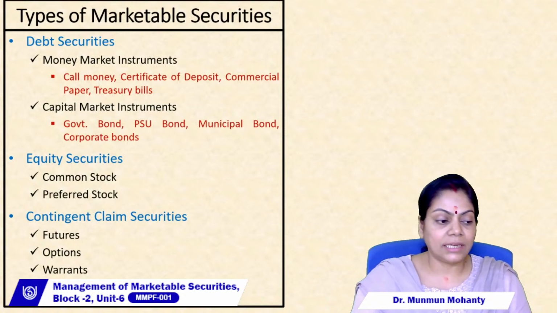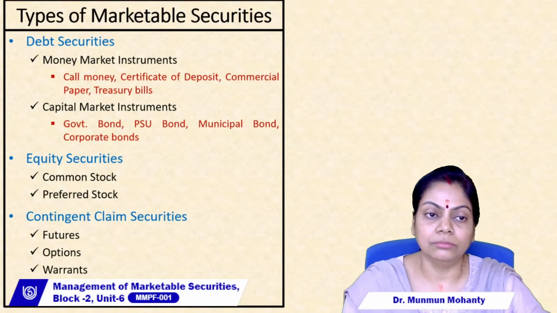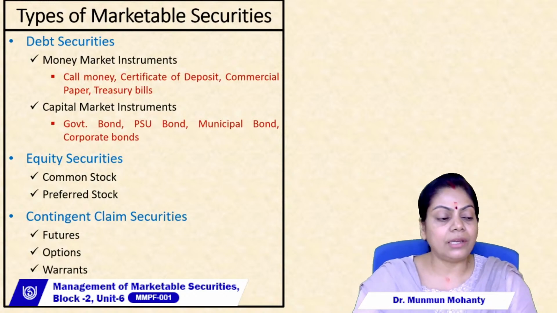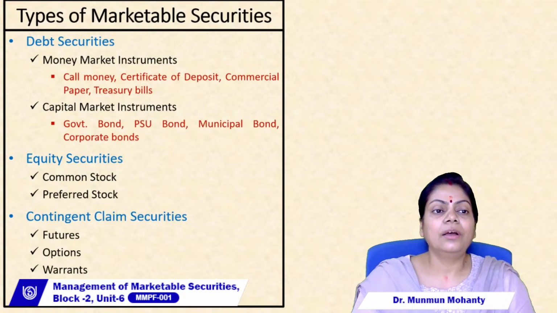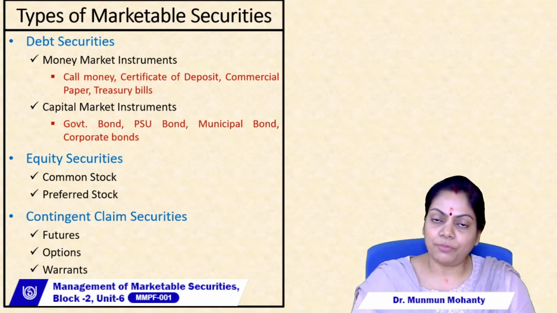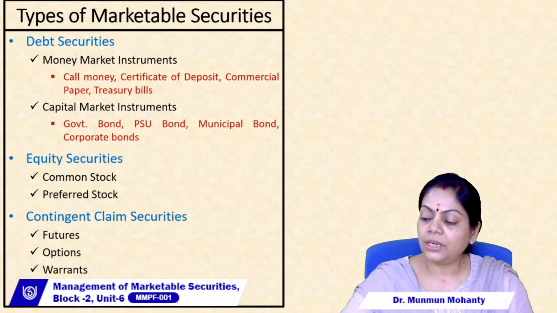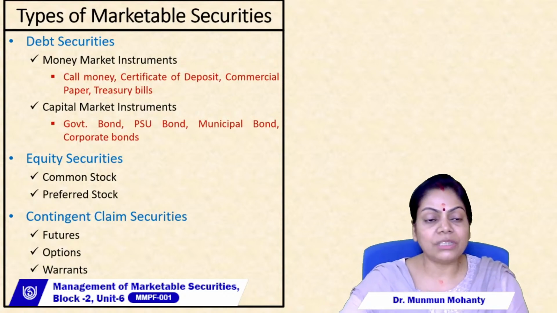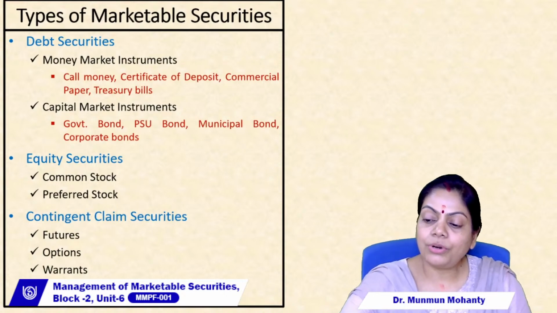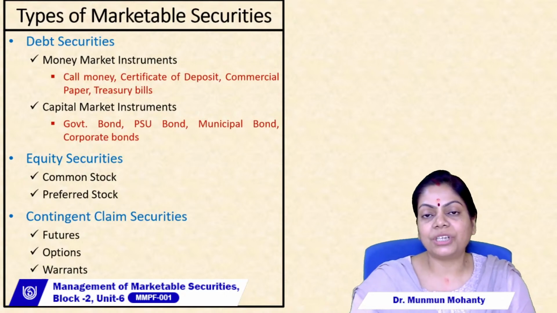Now, as I said, we have to talk about the various assets where we can invest our funds. We can categorize the various assets or securities into debt security, equity security, and various contingent claims. Under debt, you can have short-term debt from money market instruments and long-term debt from capital market instruments. Debt means loan capital. When we talk about money market instruments, I'm talking about basically short term.